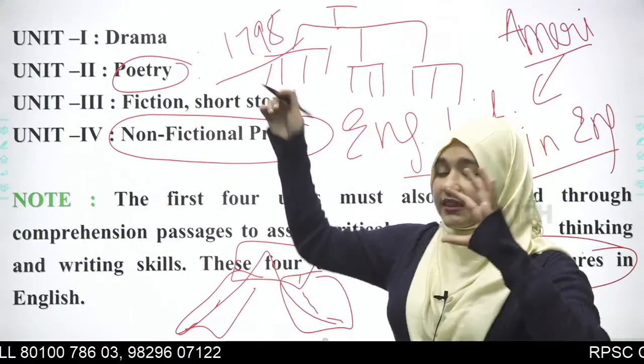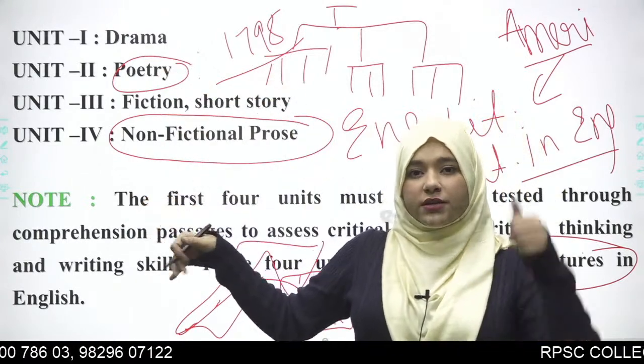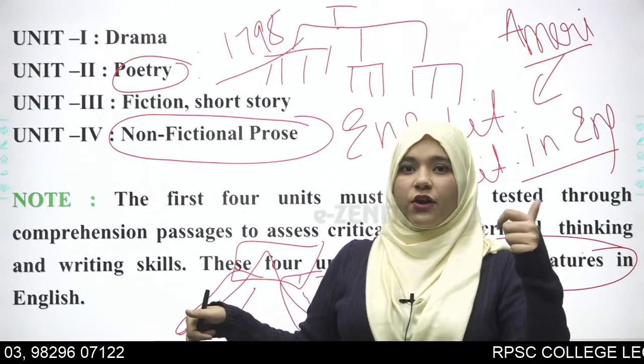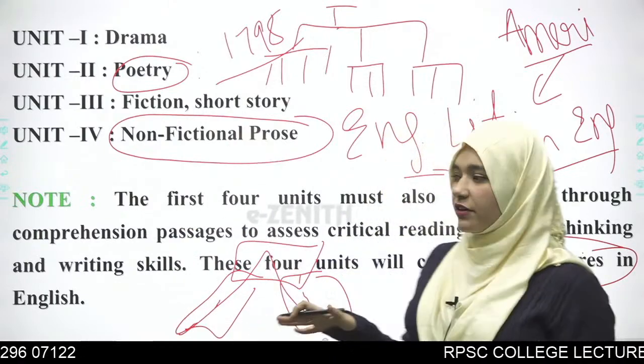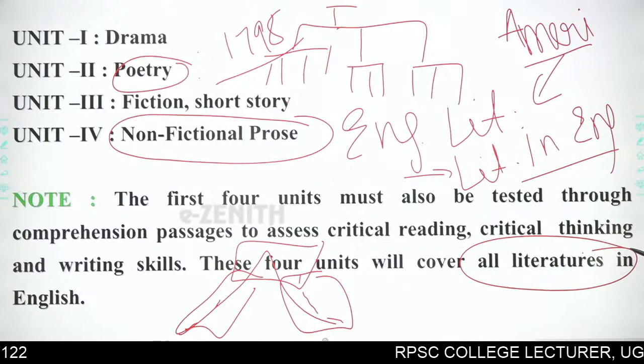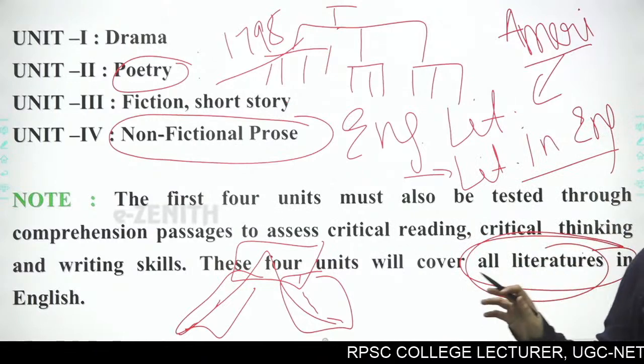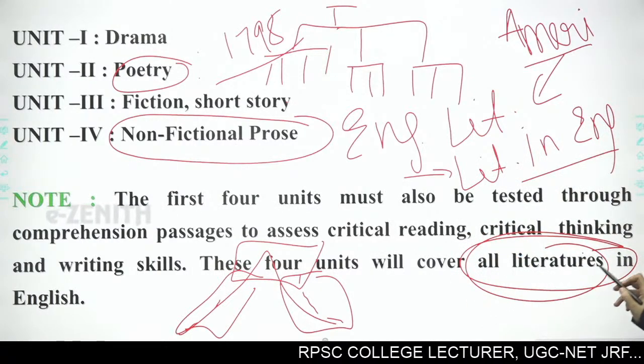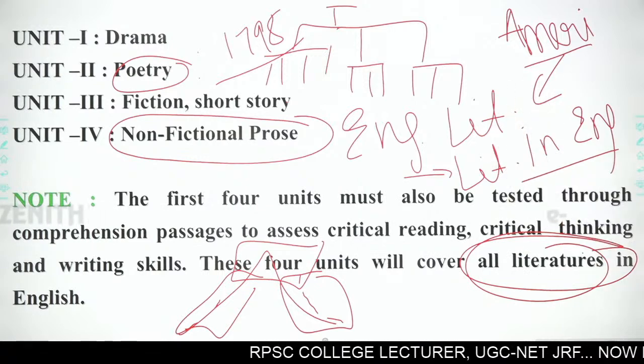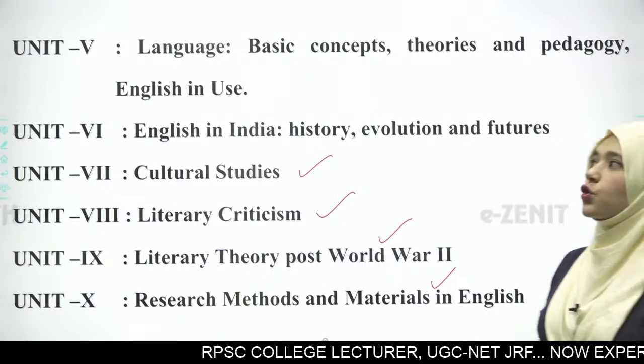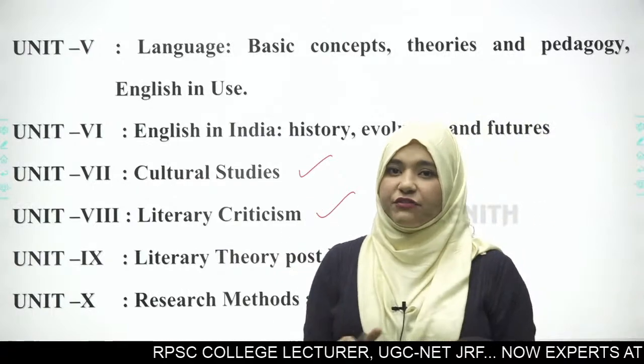So this is how we'll cover all these 4 genres vertically as well as horizontally: drama, poetry, fiction and non-fiction, right? So this will actually cover all literatures. What UGC expects us to cover, all the literatures of the English language, will be covered through this method of studying. Okay, so now let's move on to unit number 5.